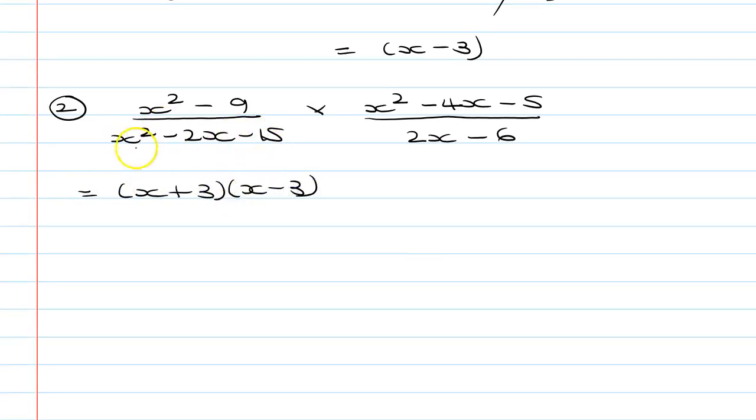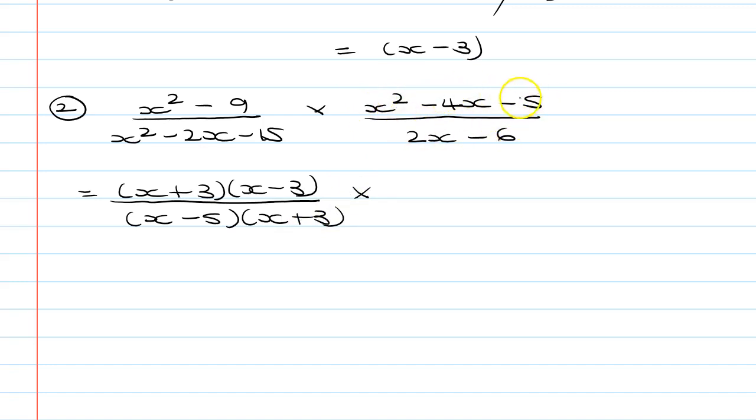Now let's look at the denominator here. Two numbers that multiply together to make negative 15 that also add together to make 2. So we're thinking minus 5 and 3. So that becomes x minus 5 and x plus 3, multiplied by. Now let's look at the numerator of this fraction.